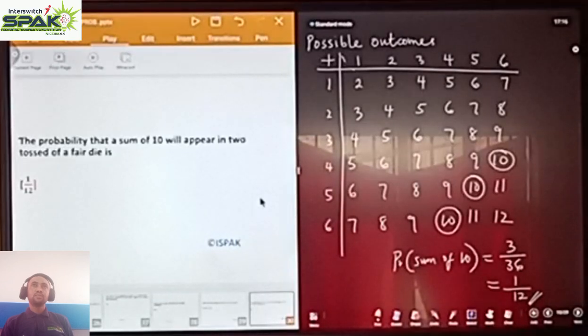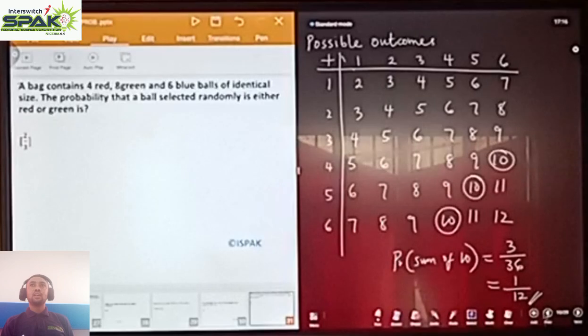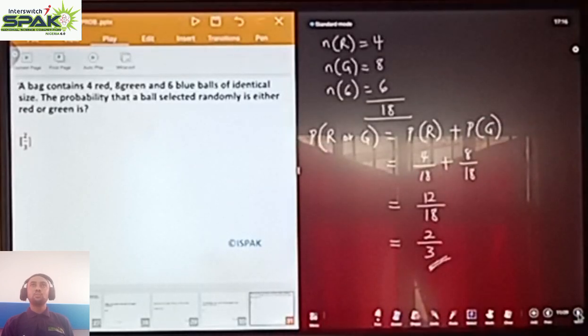Okay, let's look at another question. A bag contains 4 red, 8 green, and 6 blue balls of identical size. The probability that a ball selected randomly is either red or green is, you see, we have to get the list. R for red, G for green, and B for blue. Red is 4, green is 8, blue is 6. Then the total number is 18. Now the probability of red or green is the probability of red plus the probability of green. The probability of red is the number of red over the total number, and the probability of green is the number of green over the total number. When you solve the fraction, you have 12 over 18, and when reduced to the lowest term, it is 2 over 3.